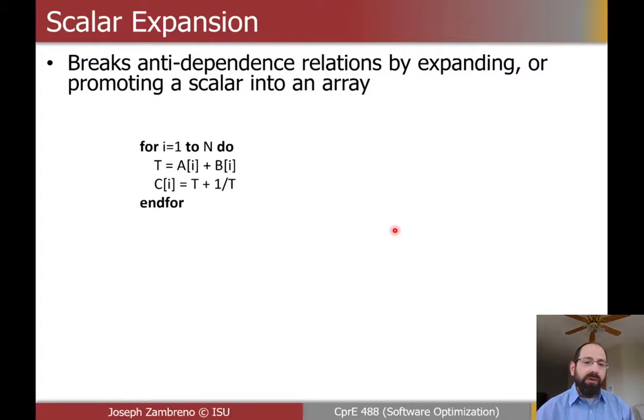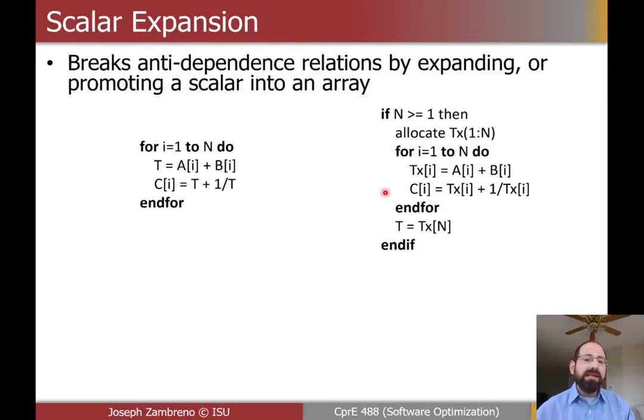expansion, where we look at the dependencies that are inside a loop, and by promoting that scalar to potentially an array, we transform that dependency into one that's actually not a true dependency. So this is a little subtle. Let's go through it a bit slowly here. We have a loop, which is creating a temporary variable t, and then it's using that temporary variable t in the next line, right?